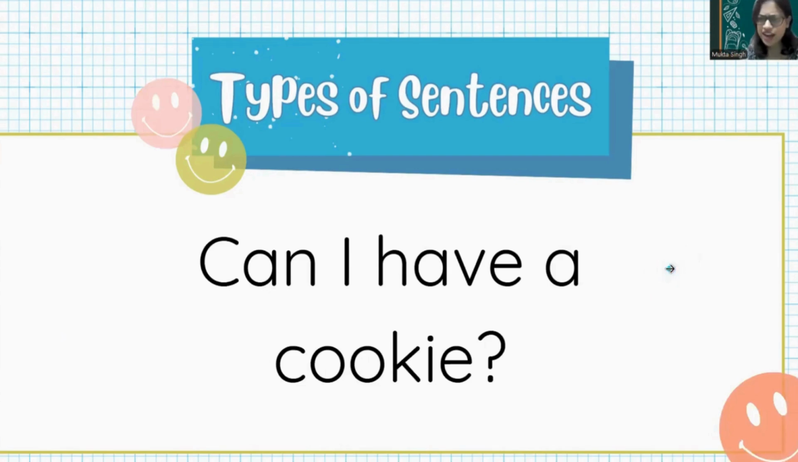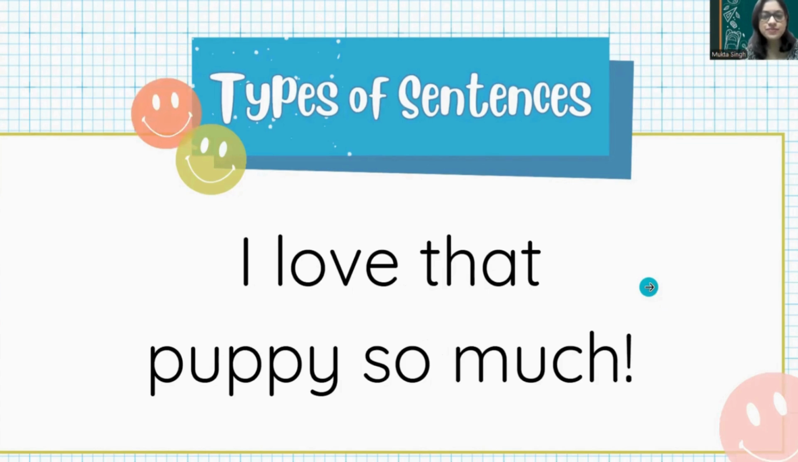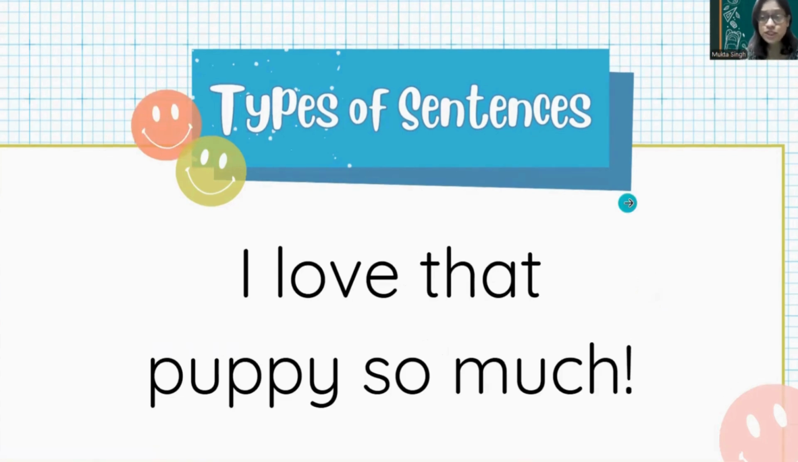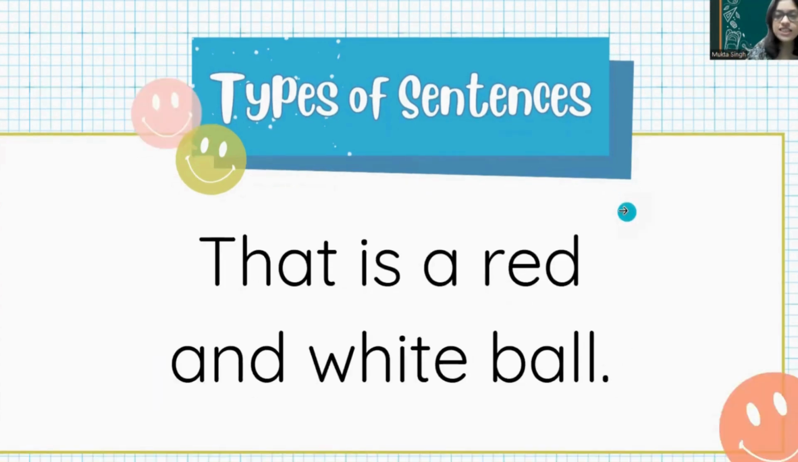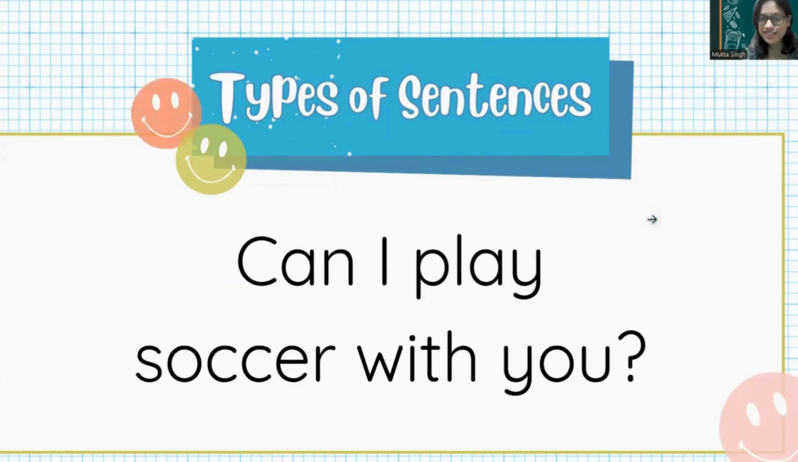Next, can I have a cookie? Question mark. All right, so this is an interrogative sentence. Next is, I love that puppy so much! And it ends with an exclamation point. So what is this? You're right. This is an exclamatory sentence. That is a red and white ball. Correct. This is a declarative sentence.